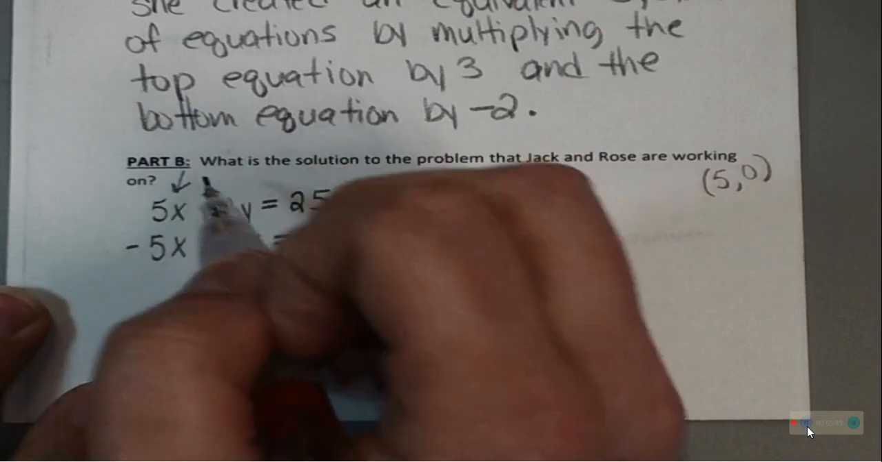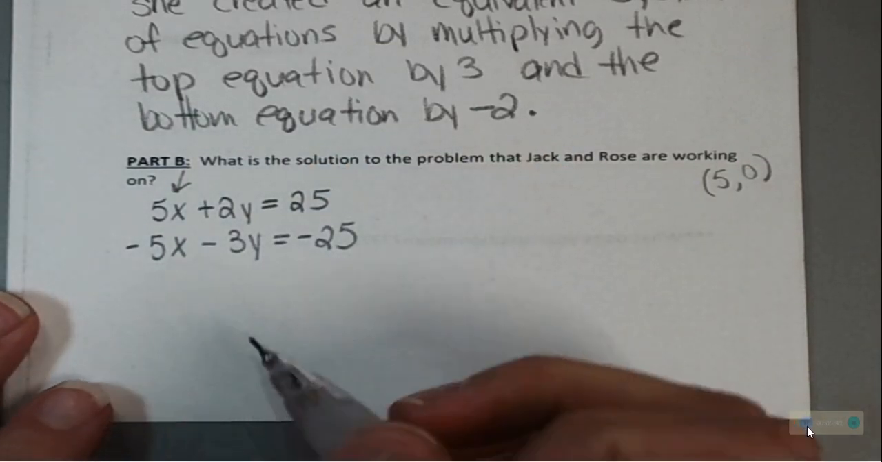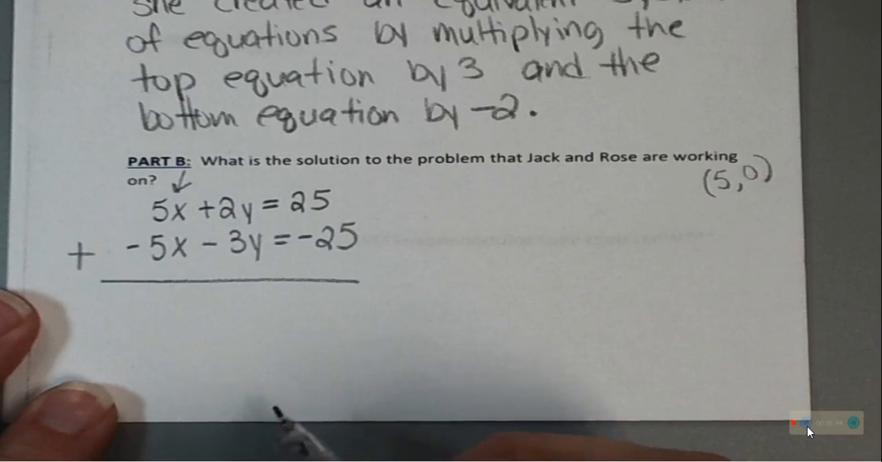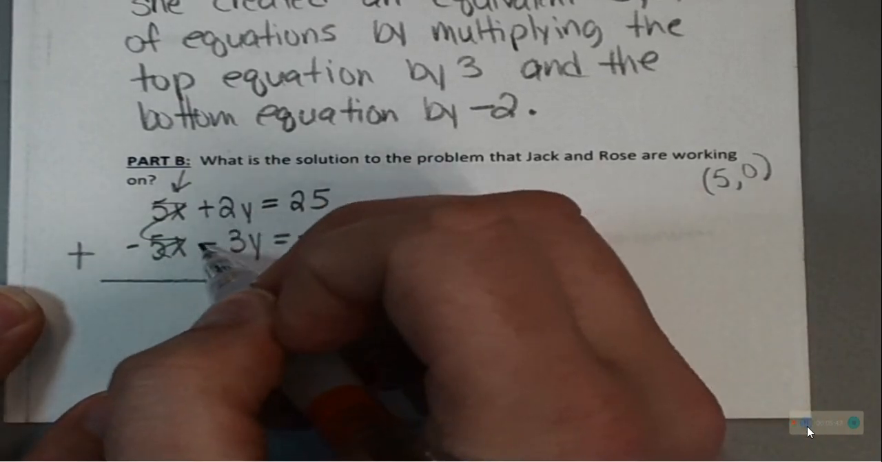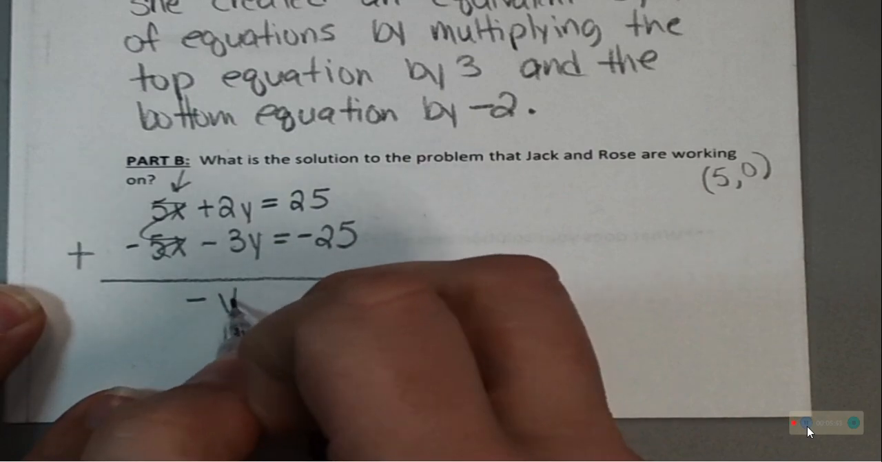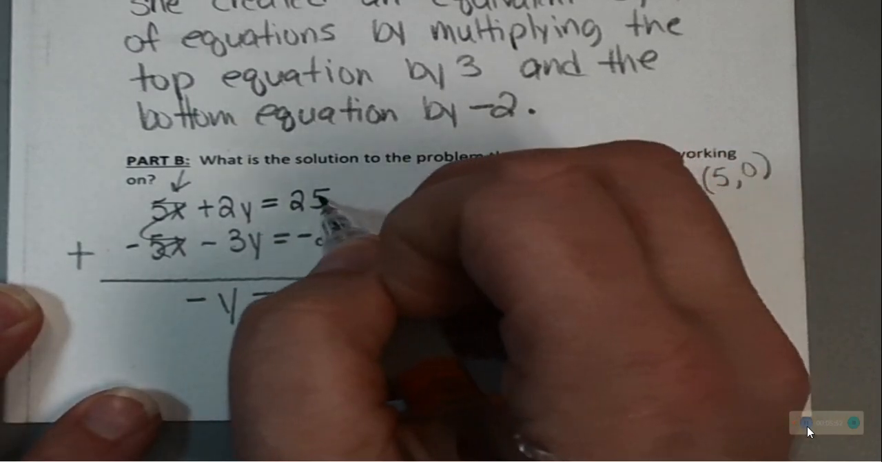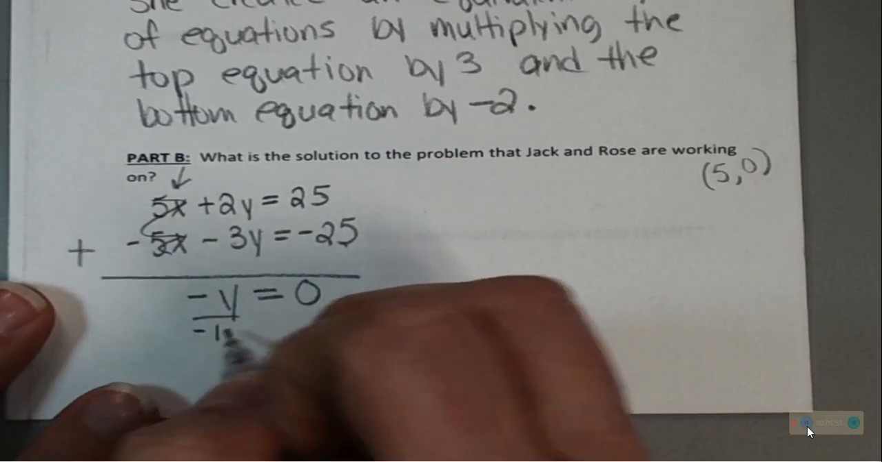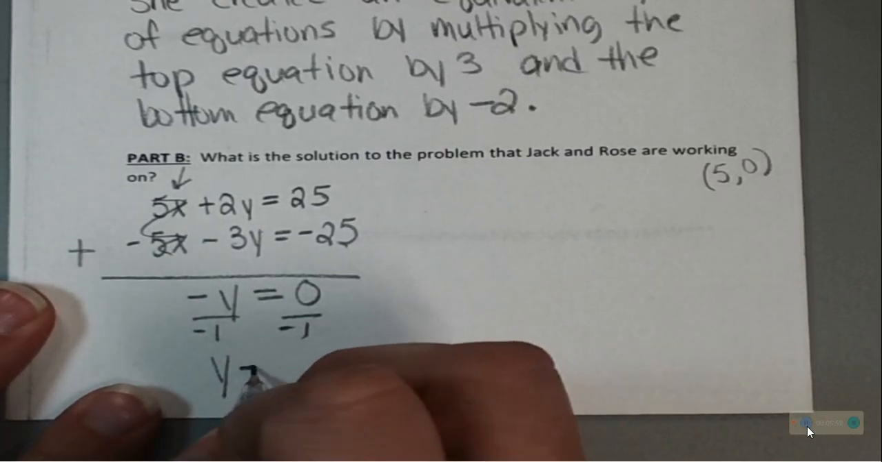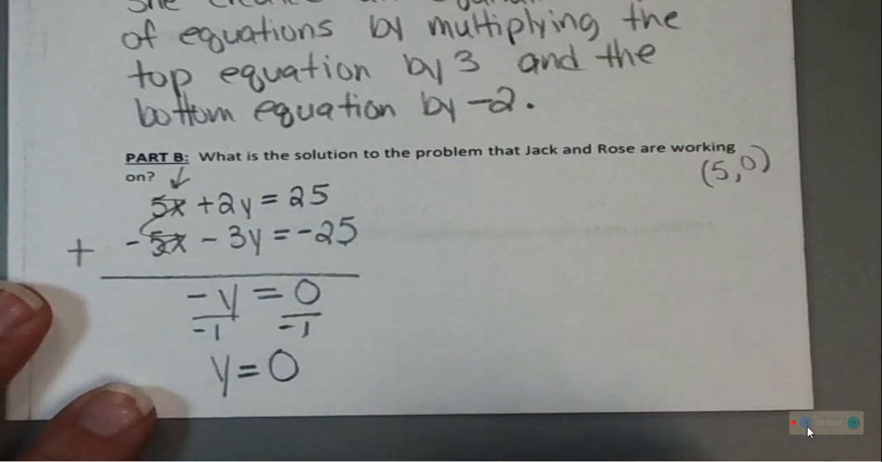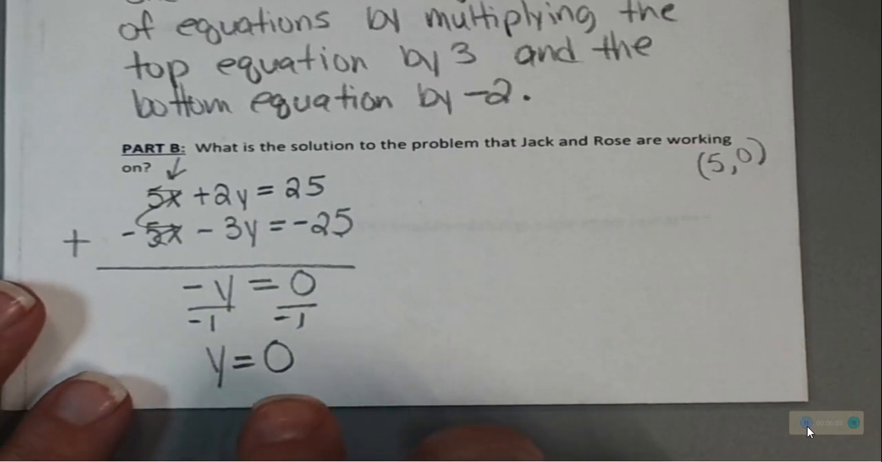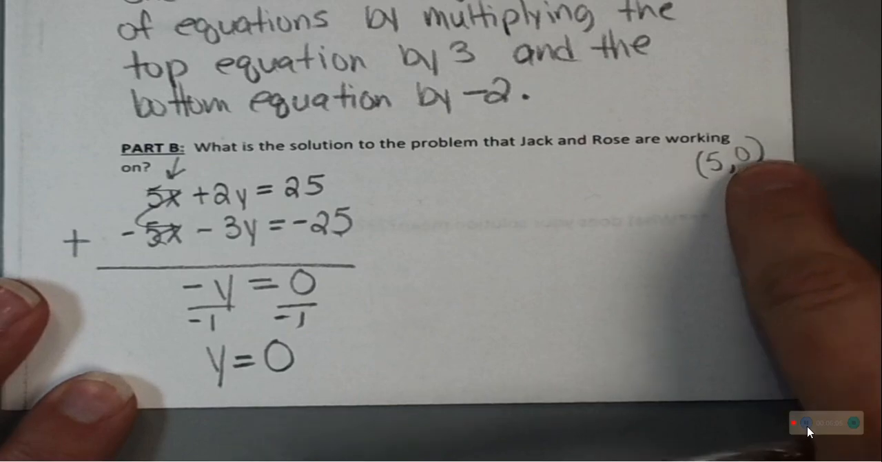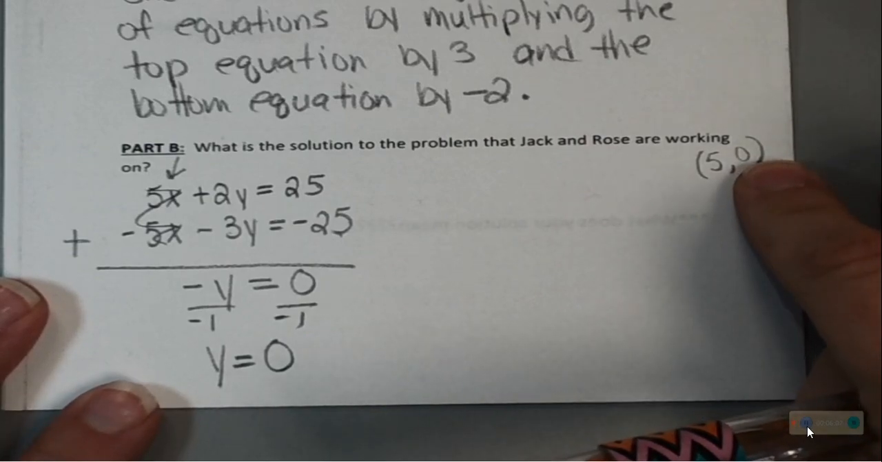All right, so now here's the work that you should have done. Because the x's were already exact opposites, we can just add these together. So 5x minus 5x goes away, and 2 minus 3 is a negative 1y equals 25 minus 25, which is 0. Now, you would technically divide by negative 1, but 0 divided by anything really is 0. Now, this is where we get our y coordinate in our ordered pair.